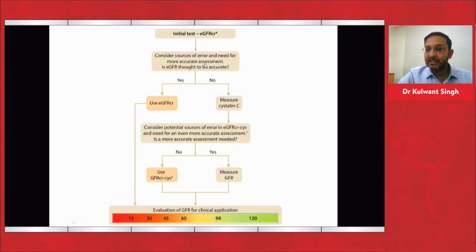If we feel that this is not accurate, or there are different variables affecting the creatinine values, or we need an accurate eGFR for some purposes, we should go for cystatin C based equations. And even if after both of these we are not satisfied and we need a more accurate GFR assessment, then we should go for a measured GFR to assess the exact GFR for that patient.